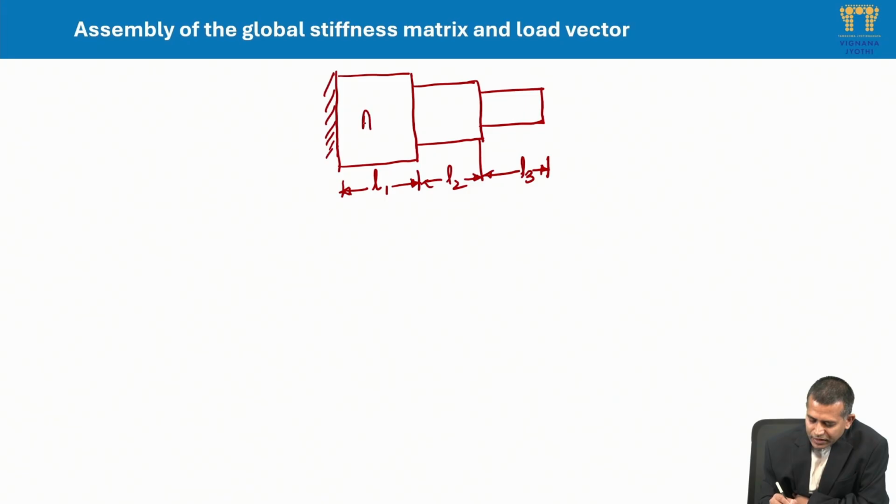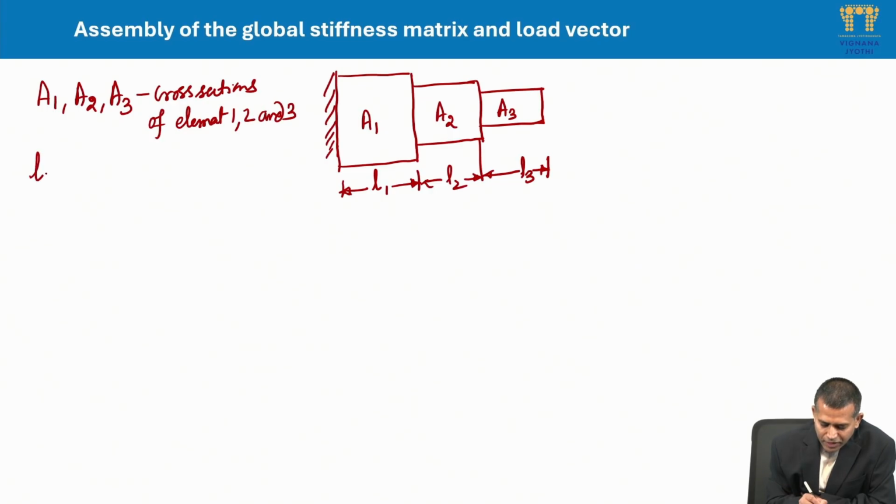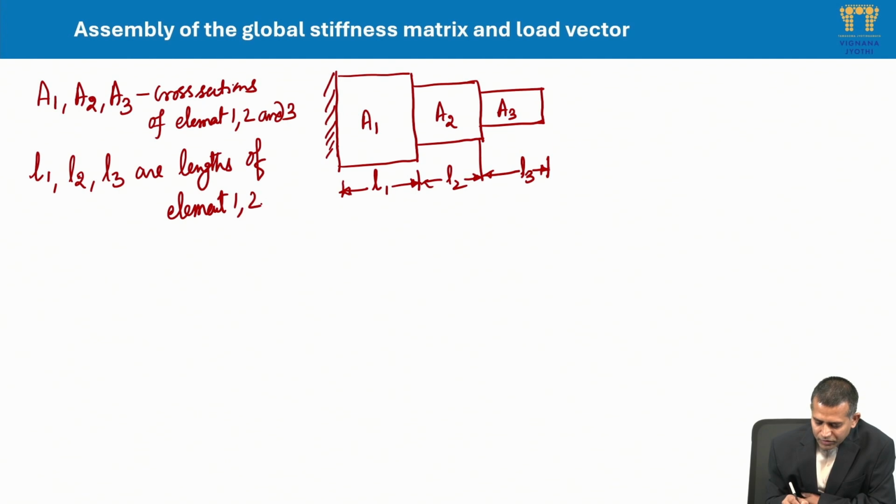Maybe let me take A1, A2 and A3. So that means A1, A2, A3 are the cross sections of elements 1, 2 and 3. Similarly, L1, L2, L3 are the lengths of elements 1, 2 and 3.